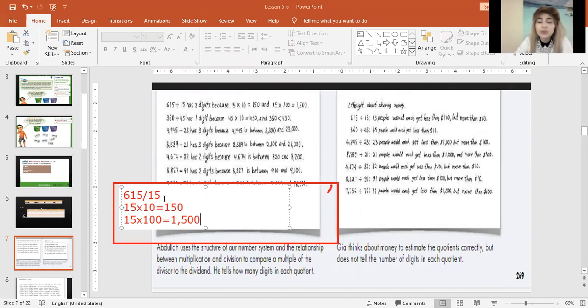615 got how many 15? Can we separate it in 15 without putting two numbers in? No, because it only has 6 hundreds, but we want 15 partitions. So it will be 2 digits. It will be a two-digit number. That's the quotient.